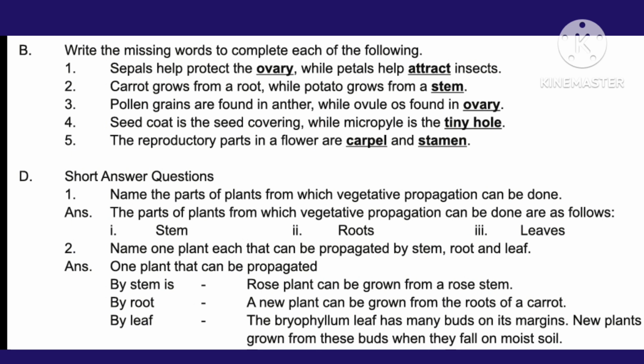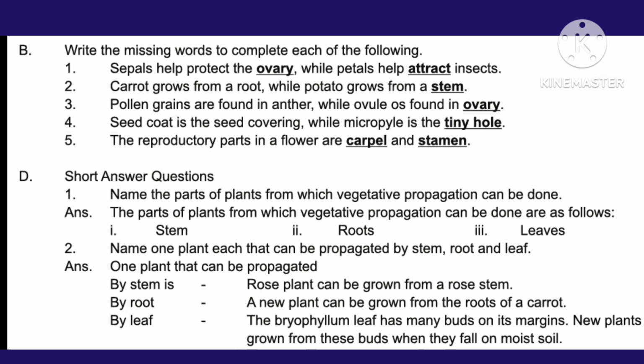Second, carrot grows from a root while potato grows from a stem. Third, pollen grains are found in an anther while ovules are found in the ovary. Fourth, seed coat is the seed covering while micropyle is the tiny hole. Fifth, the reproductive parts in a flower are carpel and stamen.